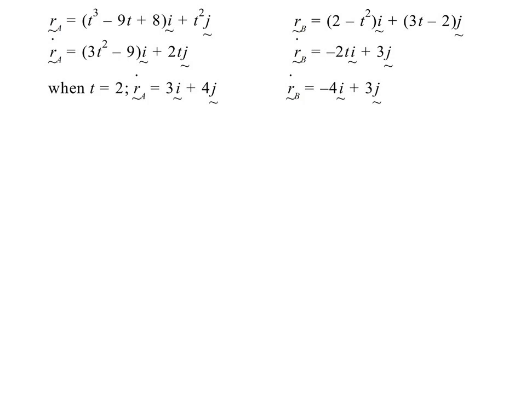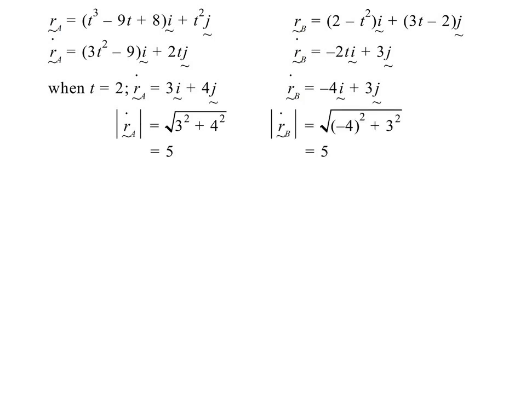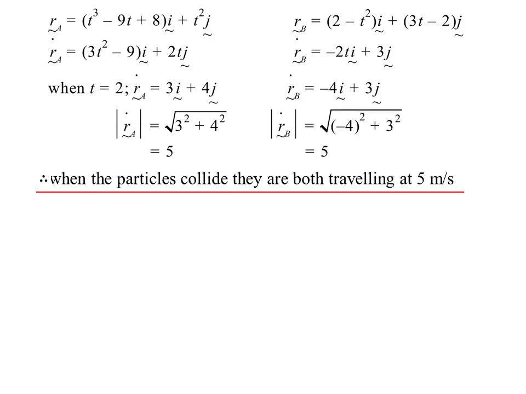And then you look at it and think, well, hang on, they're different. But remember, it said the same speed. It did not say the same velocity. The magnitude of the first one's 5, the magnitude of the second one's 5 as well. So yes, when they collide, they will be travelling at the same speed.